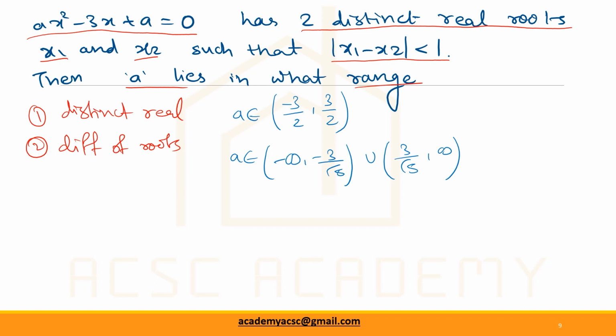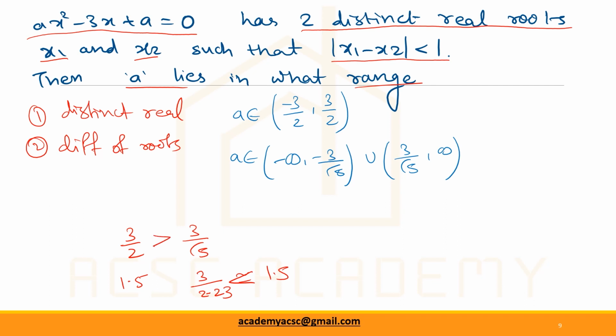So for that we will need to compare the values, which one is greater among 3 by 2 and 3 by root 5. We know that 3 by 2 is 1.5, and talking about 3 by root 5, root 5 is approximately 2.23. So this is 3 by 2.23, which will be approximately, you can directly compare the two, less than 1.5, which means this particular value is greater.